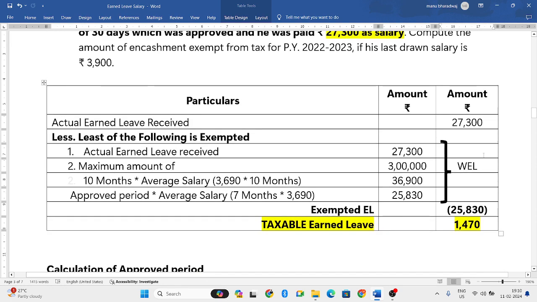This is how you need to calculate the taxable earned leave. Hope you have understood how to calculate this problem. In my further videos, I'll come back with some more problems related to earned leave.